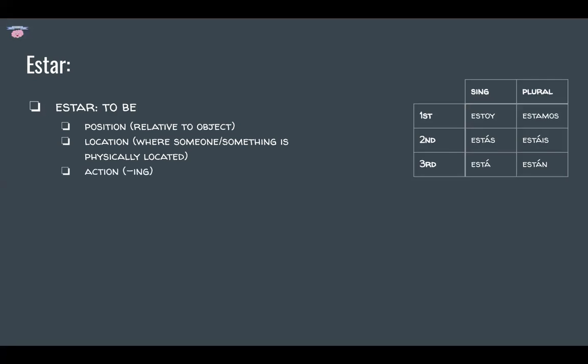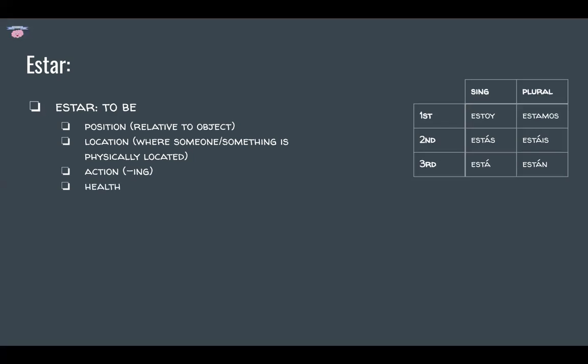An action. We'll talk about this later, but if you want to say something like I'm running, you'd say estoy corriendo. I am running. And that's what it means when it's an -ing verb. It's also called an action because I'm doing the action right now.